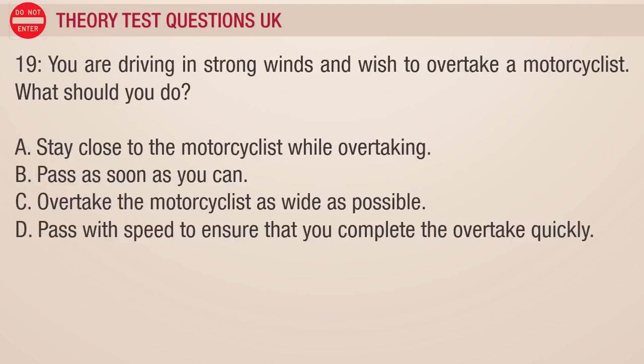Question 19. You are driving in strong winds and wish to overtake a motorcyclist. What should you do? A. Stay close to the motorcyclist while overtaking. B. Pass as soon as you can. C. Overtake the motorcyclist as wide as possible. D. Pass with speed to ensure that you complete the overtake quickly.